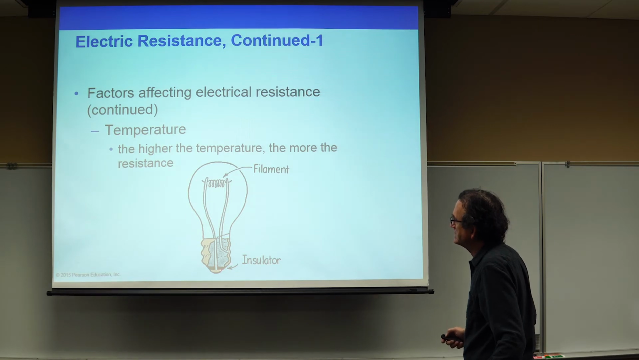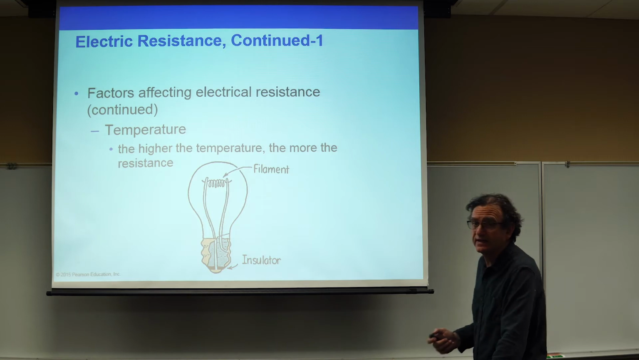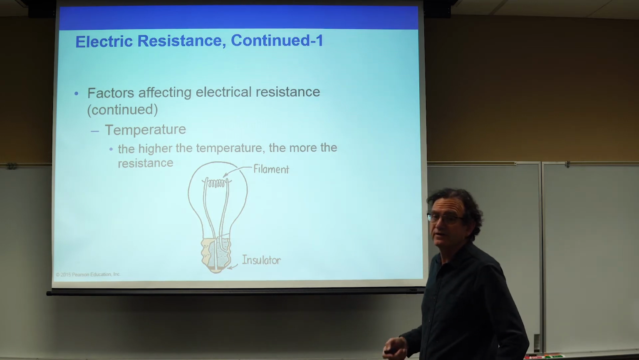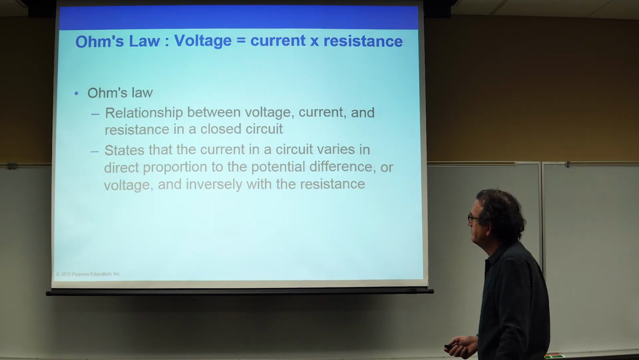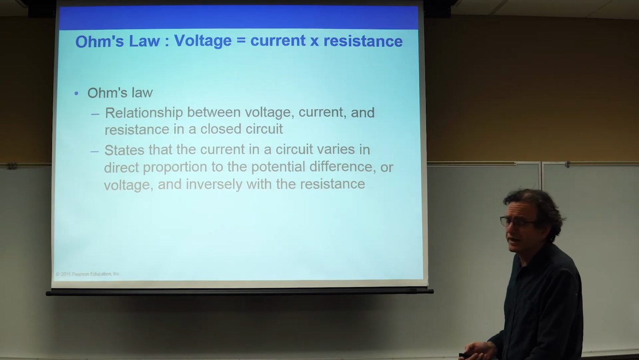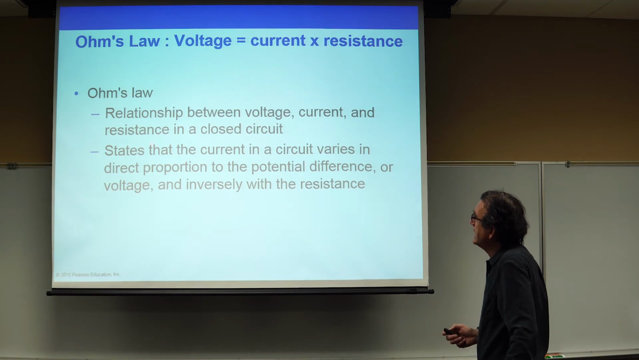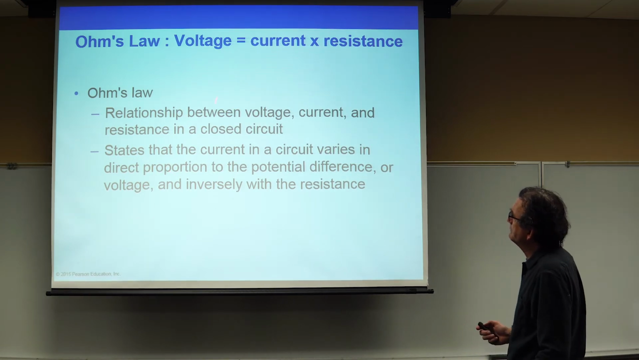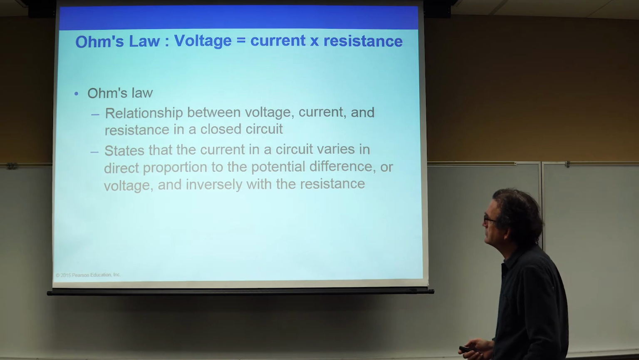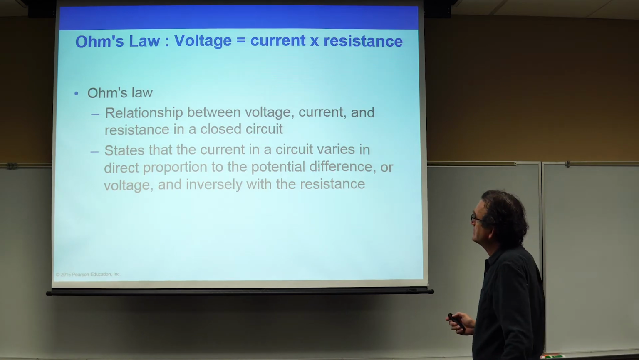It cannot cross the insulator. We want the current to flow in the filament. The filament has to heat up. When it gets hot enough, then of course we get light. In the development of all this, it was discovered by a German physicist by the name of George Ohm that there was a relationship between voltage, current, and resistance in a closed circuit. And stated precisely, it says that the current in a circuit varies in proportion to the voltage. So that makes sense.